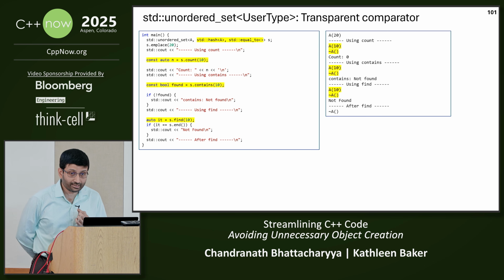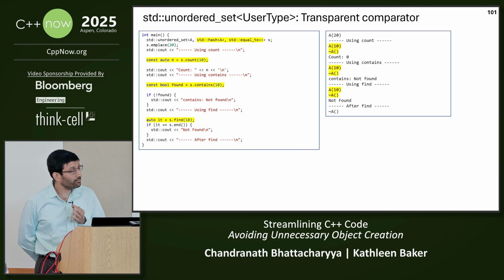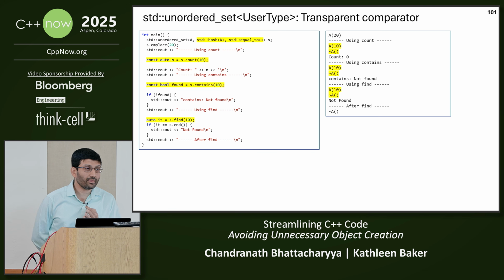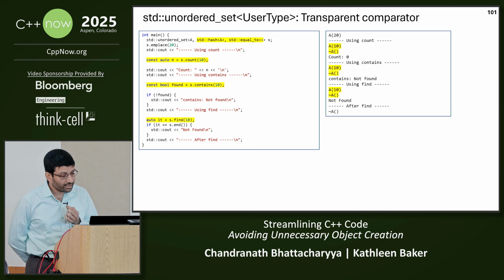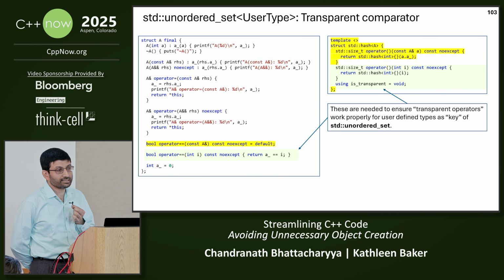The equal to is definitely a transparent comparator, and we added our hash specialization over there, right? But as you see, nothing changed. It's exactly the same. And the reason is that, again, we did not do the right thing. So these were the things that were needed, okay?